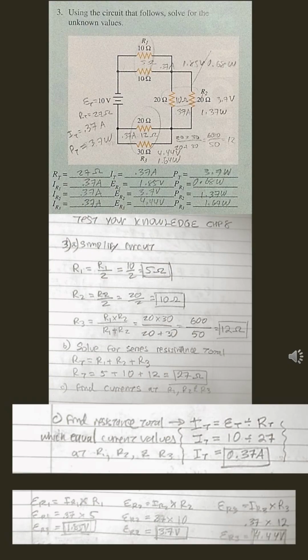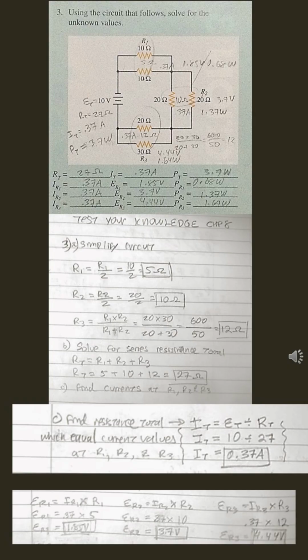So for that, we use Ohm's law. Current total equals voltage total divided by resistance total. We know our voltage total is given to us, 10 volts. So we divide that by our resistance total that we just found, 27 ohms, and that gives us 0.37 amps. And that is our current total.